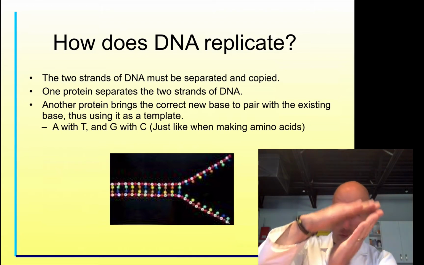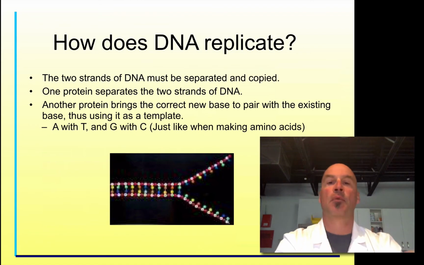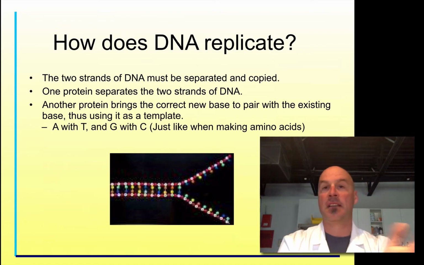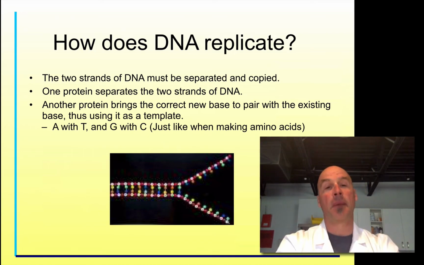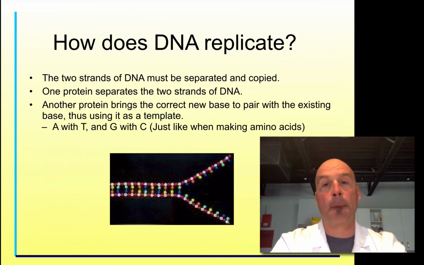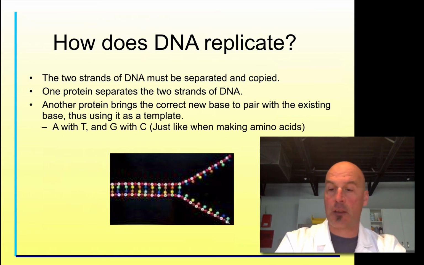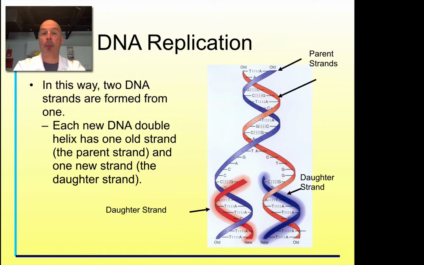One protein sort of unzips the two strands of DNA, and then another protein brings the correct new base pair, remember AT and CG, to pair with the existing base, thus using that as one of the templates. Now remember, A with T, G with C. All right, DNA replication. So in this way, two DNA strands are formed from the one.